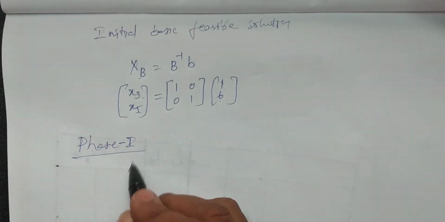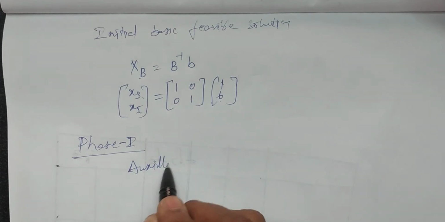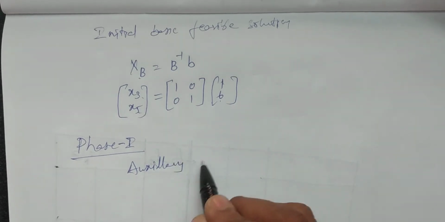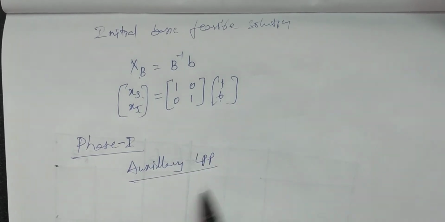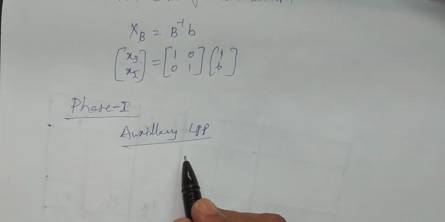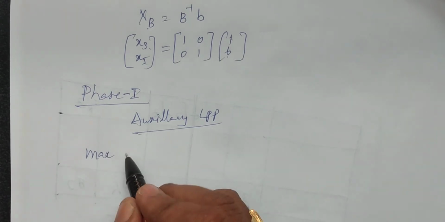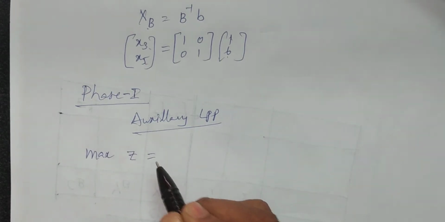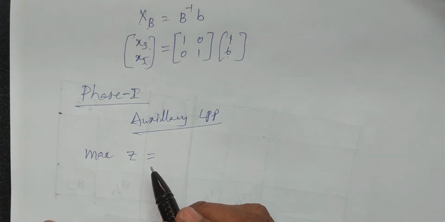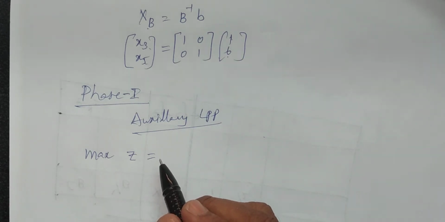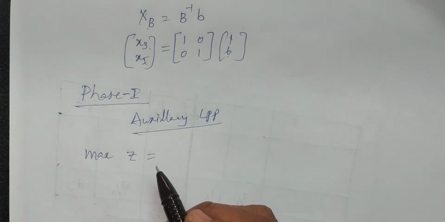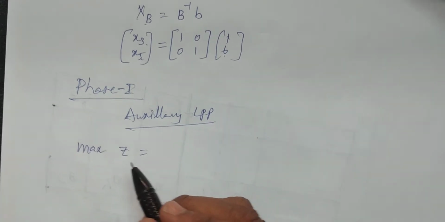In phase 1 you have to consider an auxiliary linear programming problem, auxiliary LPP. What is an auxiliary linear programming problem? The objective function must be the maximization of z, where you give the cost 0 to all the variables including the original variables, except the artificial variables. You have to assign the cost -1 to the artificial variables.